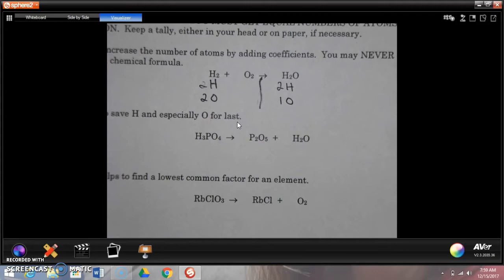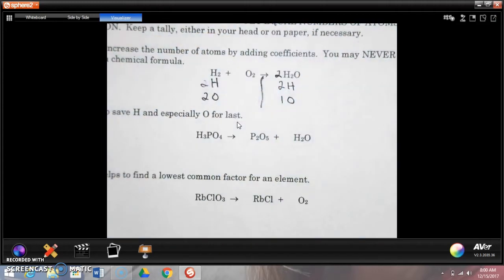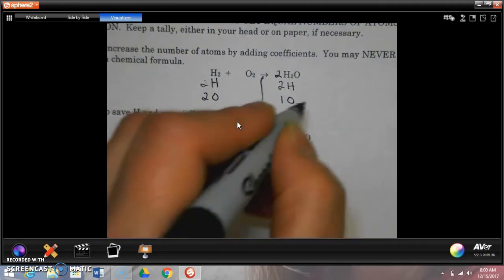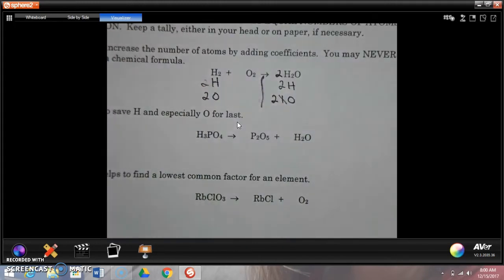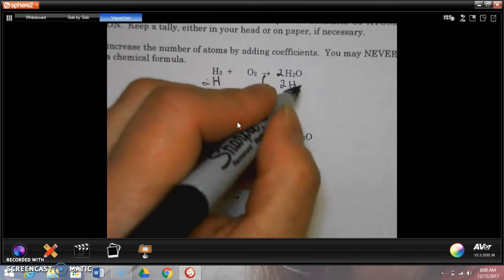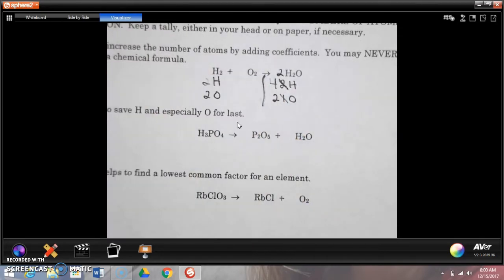So in order to do that, I'm going to add coefficients. I'm going to put a 2 out in front of the water on the right side of the equation, on the product side rather. And so now that changes my number of oxygens to 2. But if you recount, what I've also done is I've changed the number of hydrogens. I now have 2 times 2, or 4 hydrogens. So I've balanced oxygens, but I've unbalanced the hydrogens.